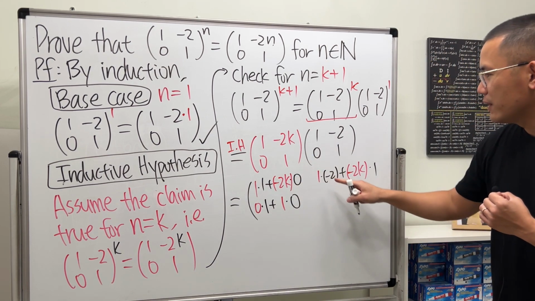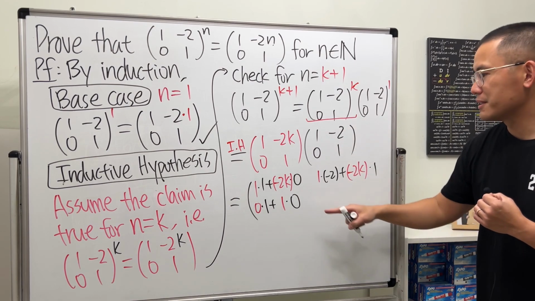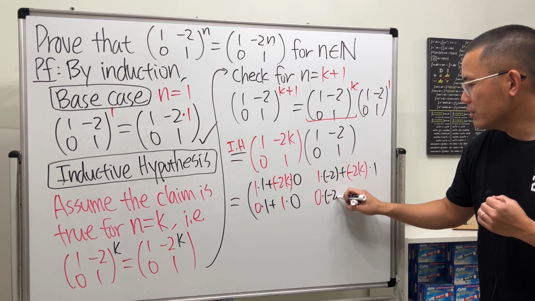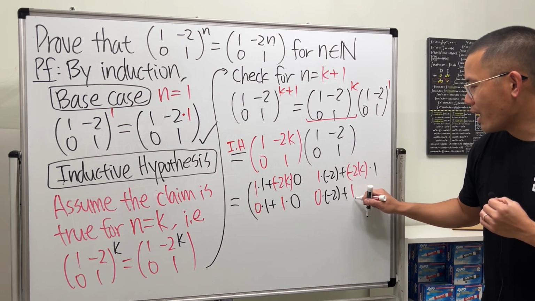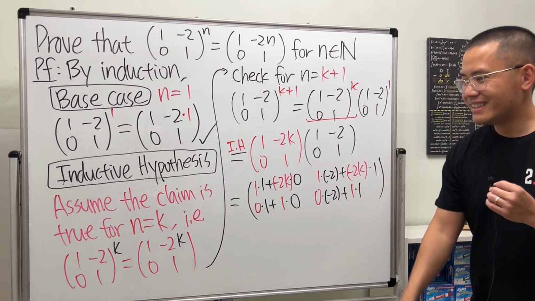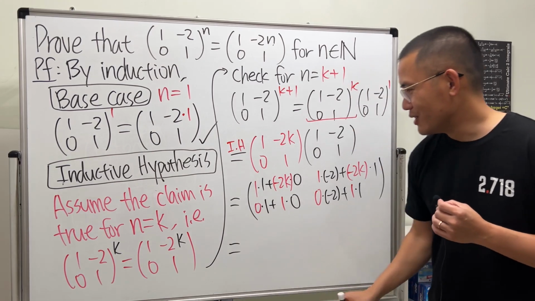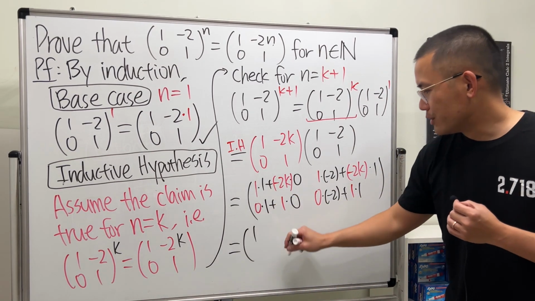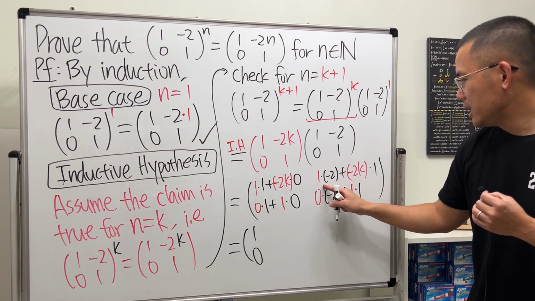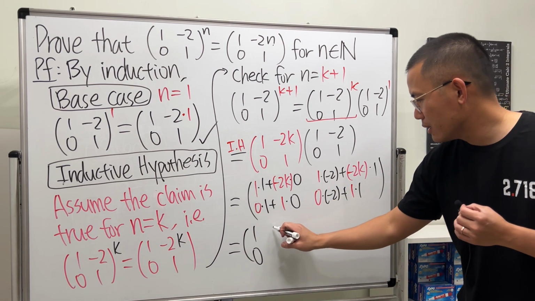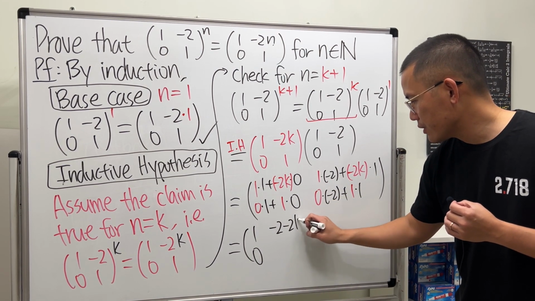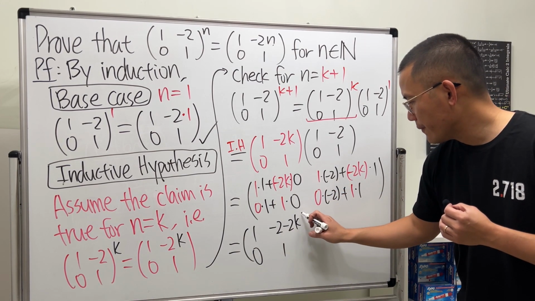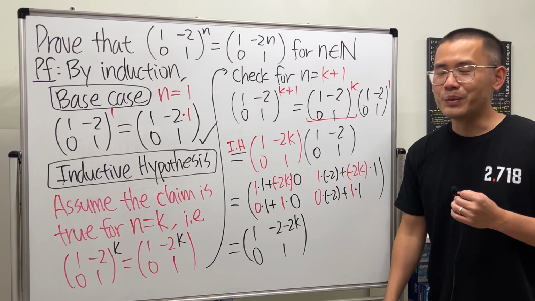And then finally, this times that, the dot product. 0 times negative 2 plus 1 times 1. Ladies and gentlemen, that's just 1. That's 0. This is negative 2 minus 2k. So write this down. And then this is just 1. Are we done? Well, almost.